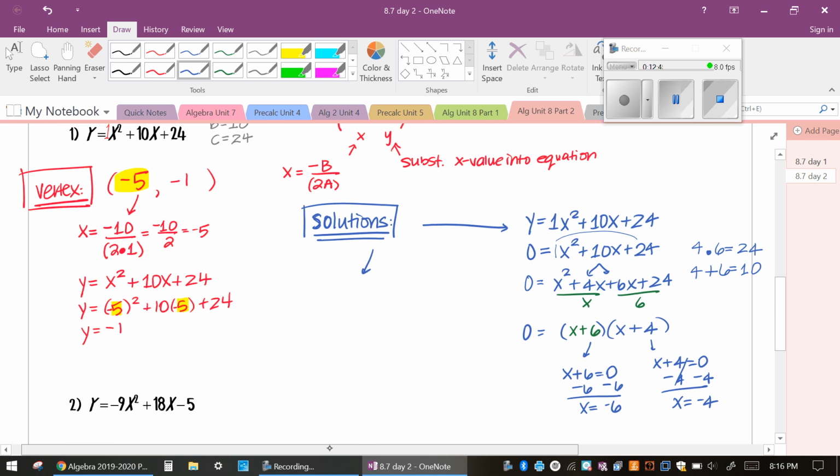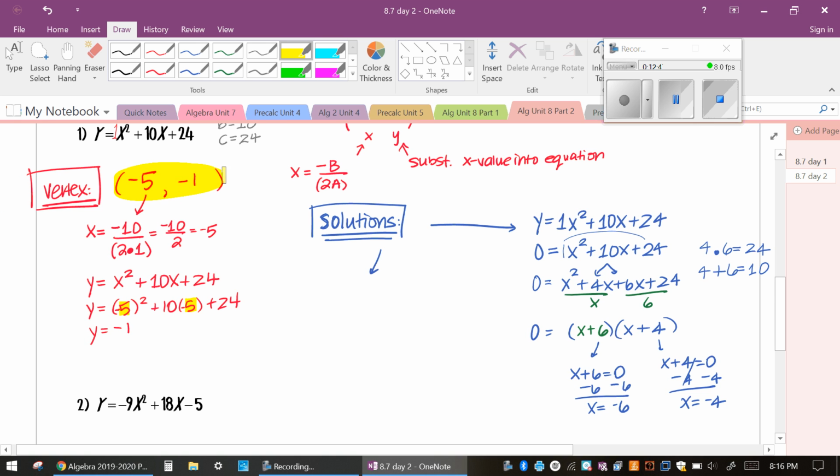Now remember, they asked us originally to find the vertex, which I did, and find the solutions. That should be enough for you to make a quick sketch of the parabola. So let me show you that you can also use the quadratic formula to solve. Y equals 1x squared plus 10x plus 24. To solve, x equals the opposite of b plus or minus the square root of b squared minus 4ac, all divided by 2a.